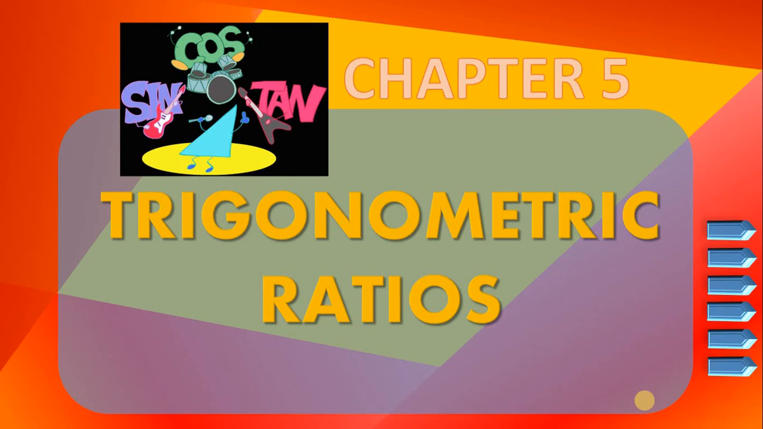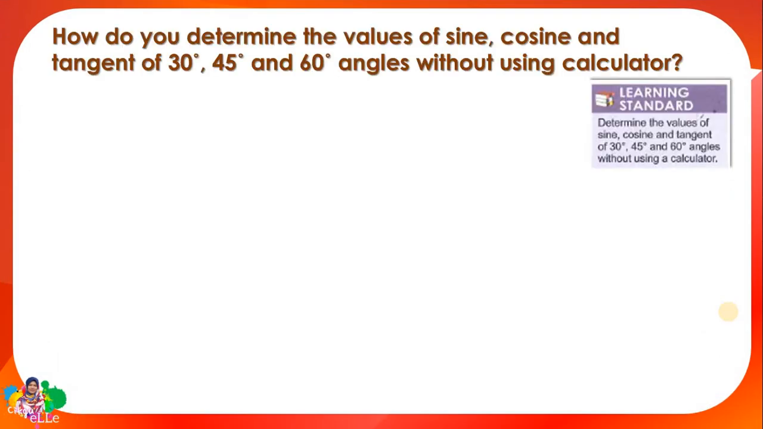Okay, now we continue our lesson in chapter 5, which is trigonometric ratios. Your learning standard for today is to determine the value of sine, cosine and tangent of 30 degrees, 45 degrees and 60 degrees angle without using calculator. So, how to find the value of this trigonometric ratio for angles 30, 45 and 60 without using calculator?